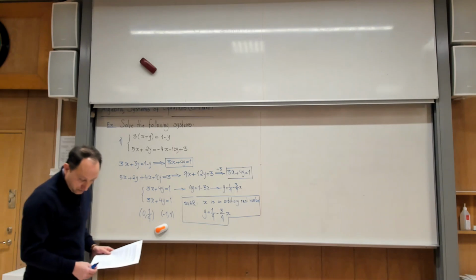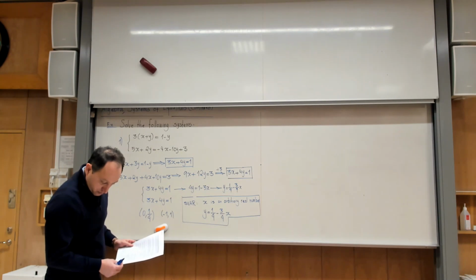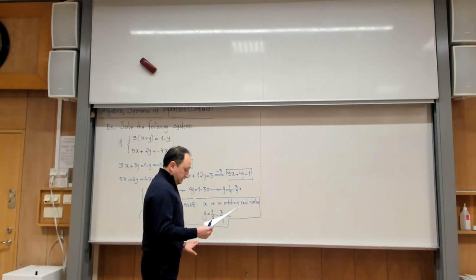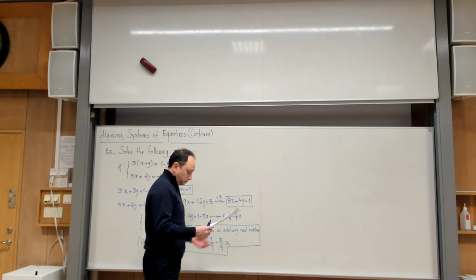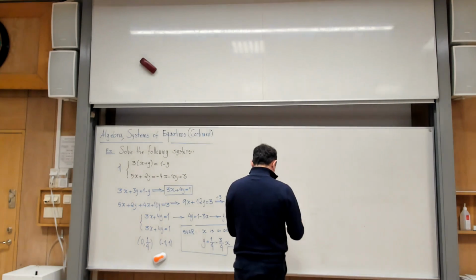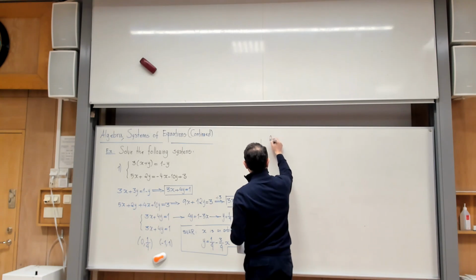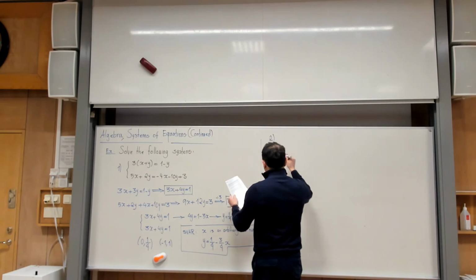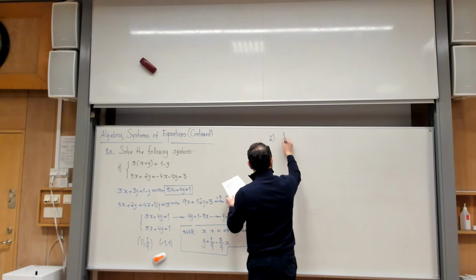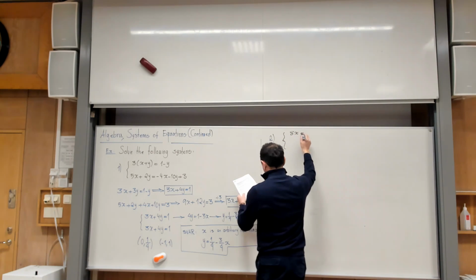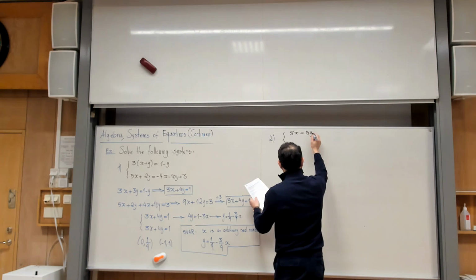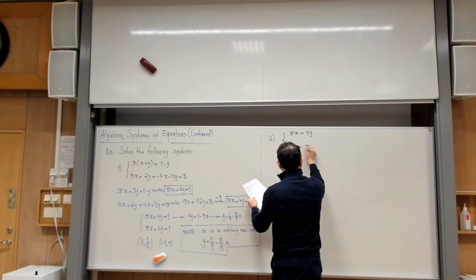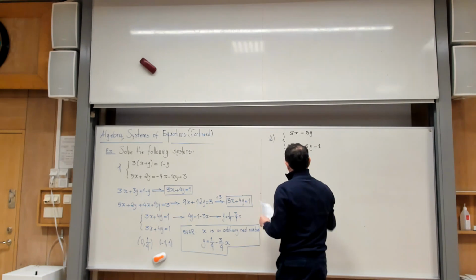Let me write one more. Number 2. I have 8x equals 5y, and then I have 13x equals 8y plus 1. I want to solve that system now.